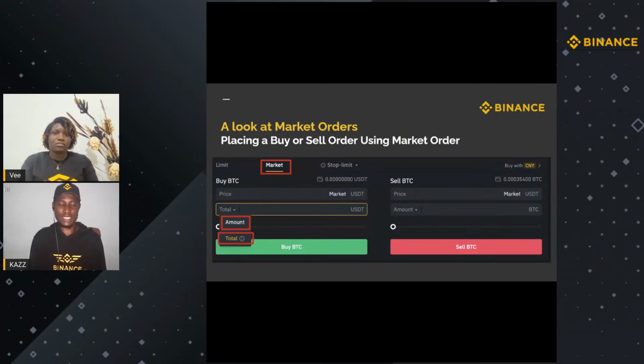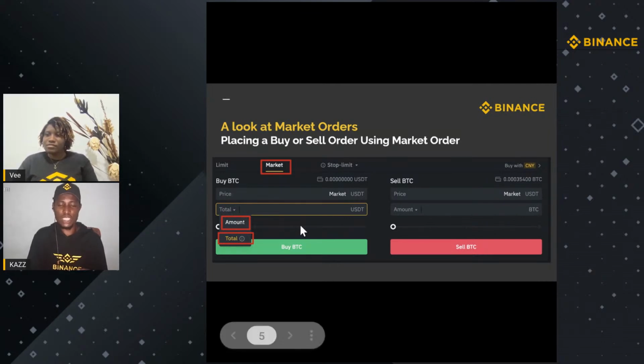The only thing you can determine is to enter the total USDT, and let's assume you're buying BTC with USDT. So you either enter the total USDT you want to spend, or you tap on the drop down arrow by the side of the total here to select amount, or enter the amount of BTC you want to buy from the market.